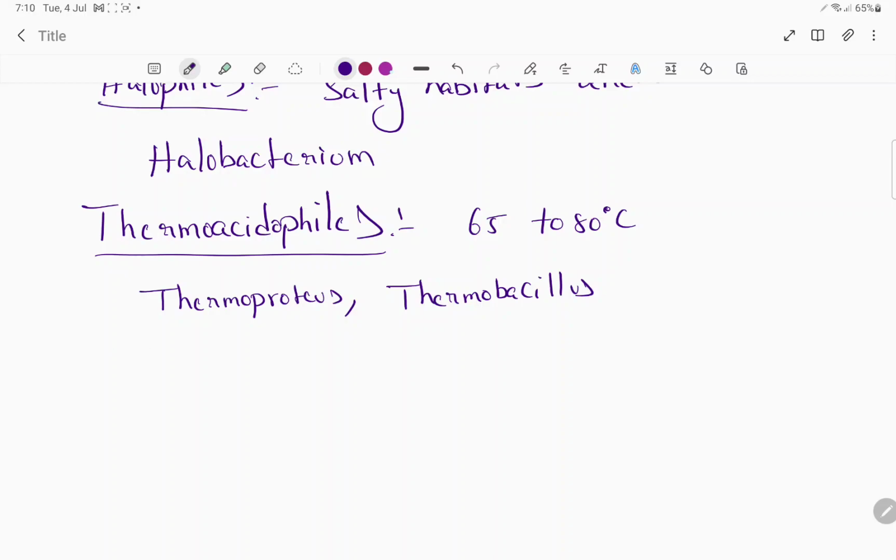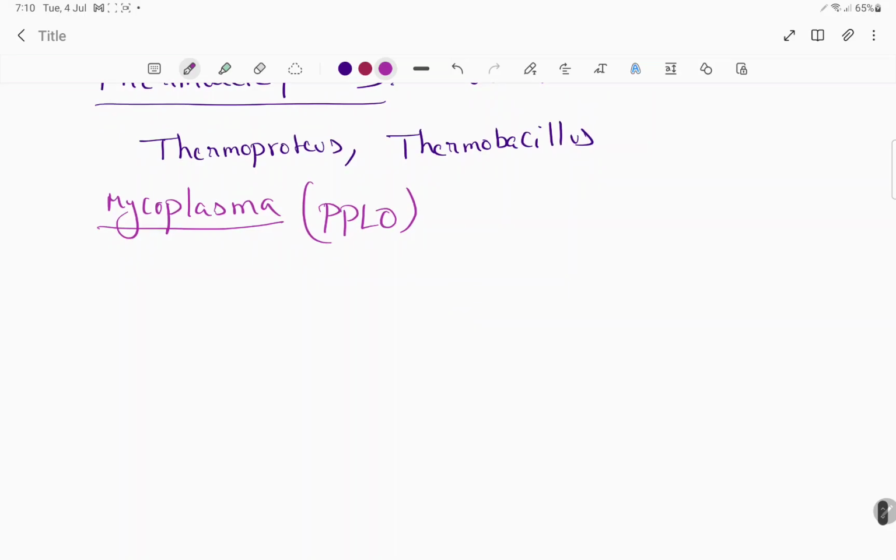And the next category is Mycoplasma. We otherwise call it PPLO, pleuropneumonia-like organisms. These are monerans belonging to the class Mollicutes. They were discovered by Nocard and Roux in the lung fluid of cattle affected by bovine pleuropneumonia. These cells have no cell wall, and they are 0.1 to 0.15 micrometers in size.